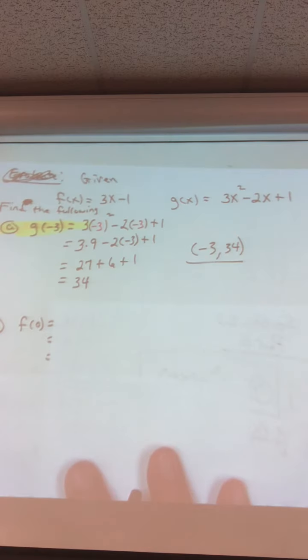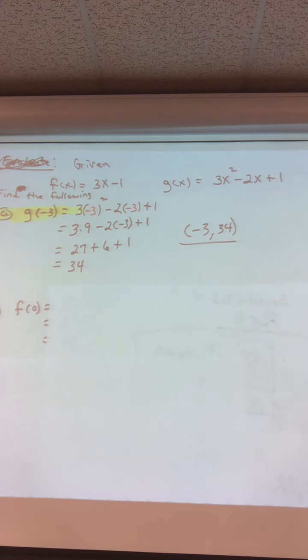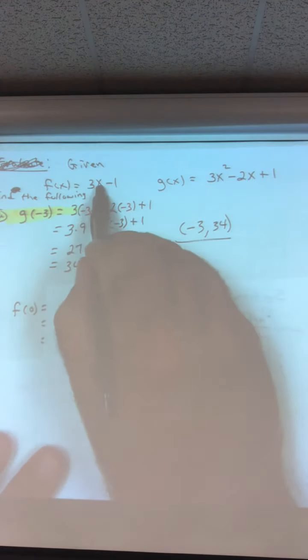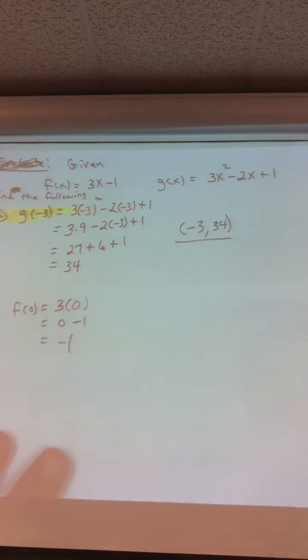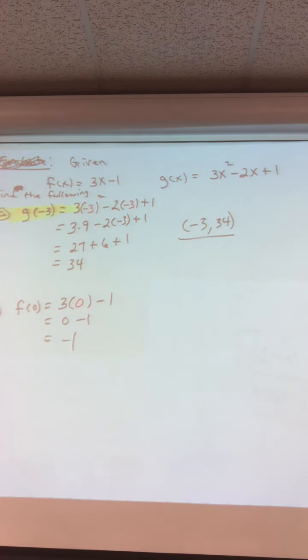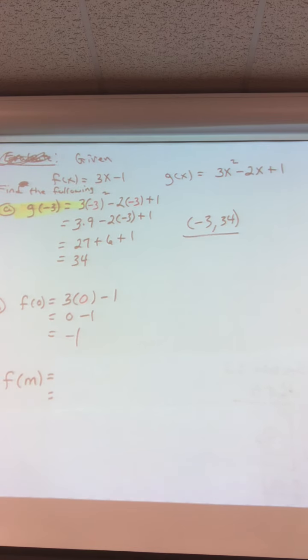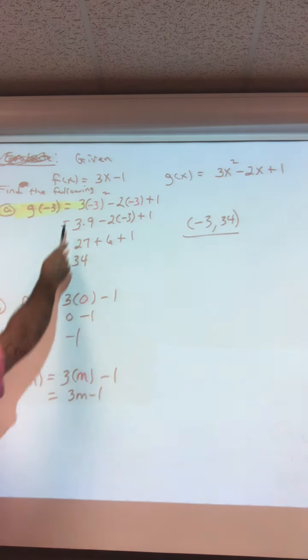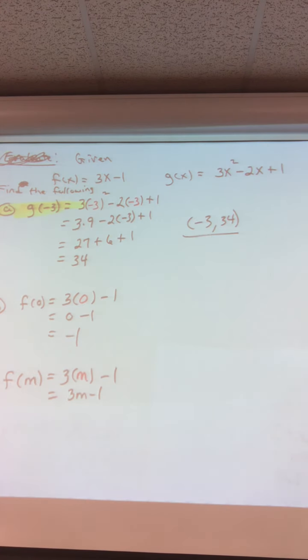Okay, so let's do this. F of 0. All right, what does this mean? This means you're using the F function and you're putting 0 in x's place right there. So when you do, it's 3 times 0 minus 1, which is negative 1. Now, same thing if I said find F of m. You're just plugging m into x's place in that function right there. You just can't do anything with that.